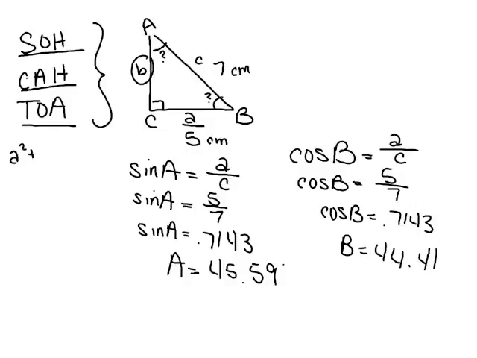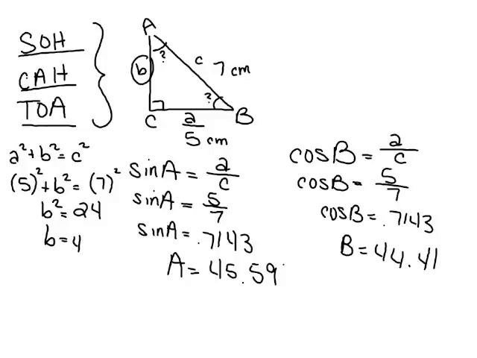A squared plus B squared equals C squared. Okay? So let's do that. I have an A squared. So 5 squared plus B squared. And then what's my C value? 7. 7 squared. So B squared equals 49 minus 25 is 24. And how do I get B alone? Take the square root. So we're going to call that 4.9.